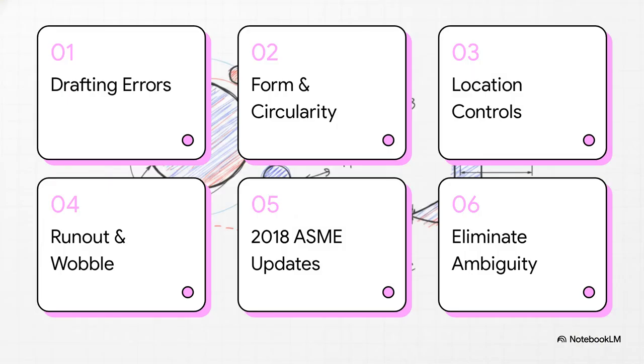So here's our quick agenda for today. 1. Common GD&T drafting errors. 2. Form controls and circularity. 3. Location controls and virtual conditions. 4. Runout, measuring the wobble. 5. The 2018 ASME updates. And 6. Eliminating drawing ambiguity.